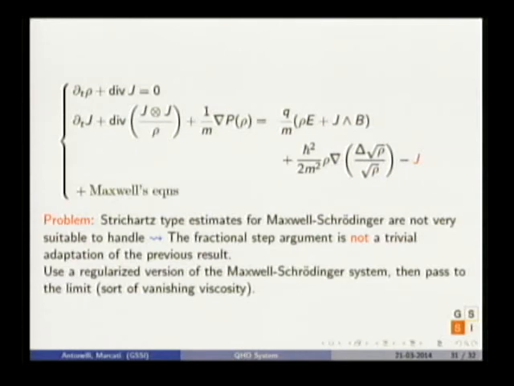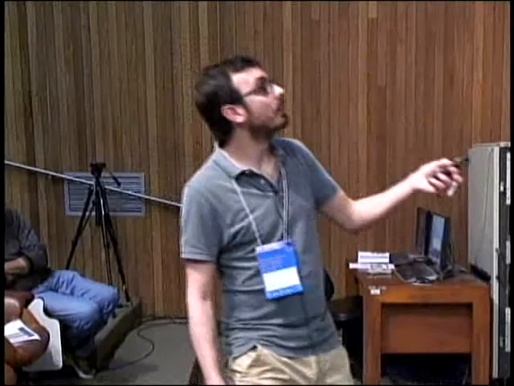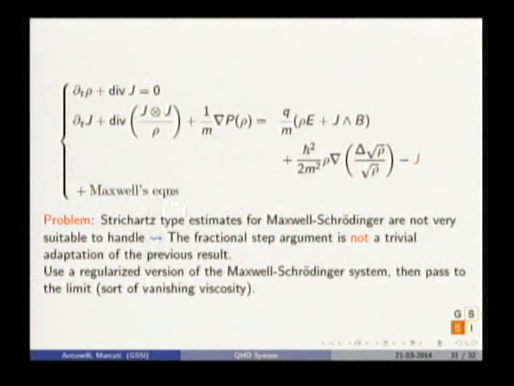So the first step would be to consider this thing here, and maybe to apply the fractional step argument. The problem is that for the Maxwell-Schrödinger system, we don't have quite clear Strichartz estimates, for example. We don't have quite clear dispersive estimates. And the Maxwell-Schrödinger system is highly coupled, and you can also have standard traveling waves. It's difficult. The idea would be to use a regularized version of the Maxwell-Schrödinger system, as in the paper by Guo, Nakamitsu, and Strauss, and then recover the hydrodynamics and pass to the limit and so on.